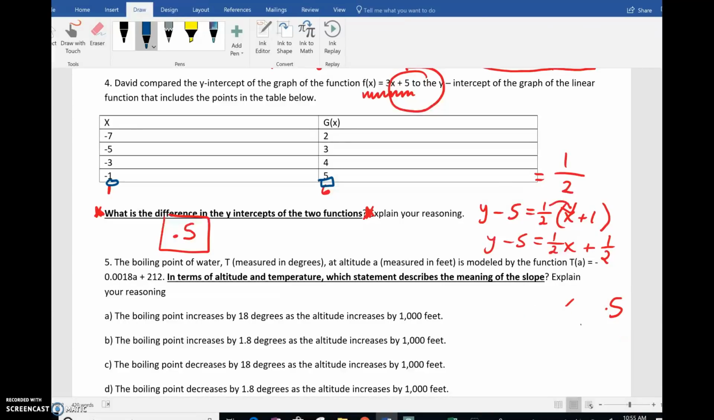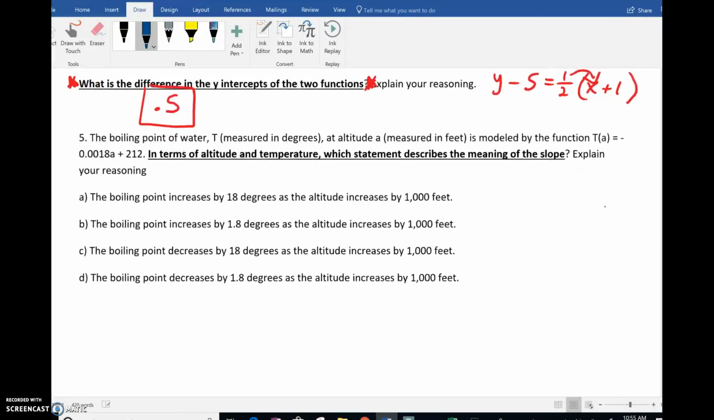Let's move to the next problem. I know I'm going fast, but hey, you can pause and rewind and watch it again if you need to.